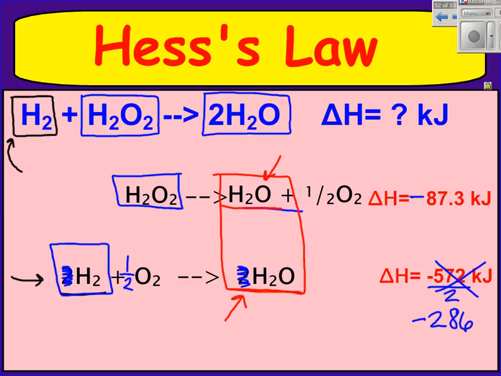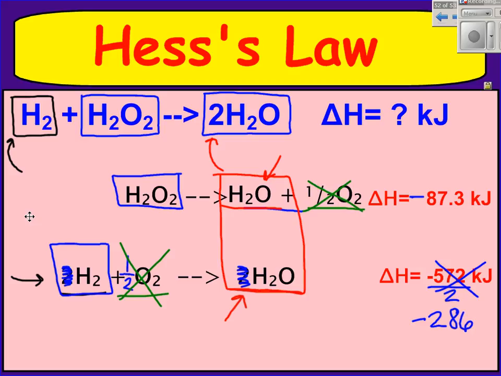Therefore, one water plus one water gives us the two waters that we want. Now, what are we going to do with those leftovers? Notice this half oxygen is on the product side, whereas this half oxygen is on the reactant side. Since they're the same amounts and the same substance on opposite sides, they can be canceled out.